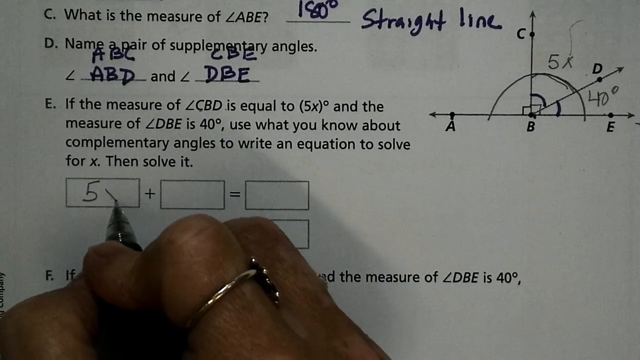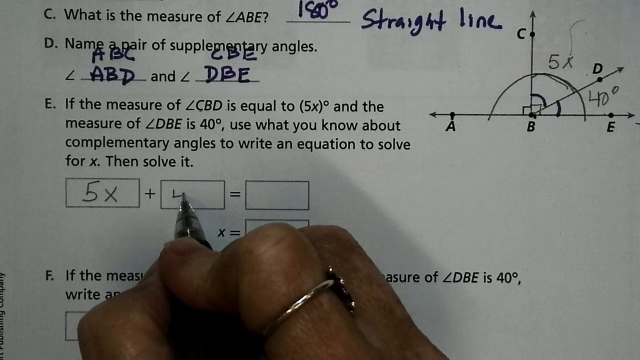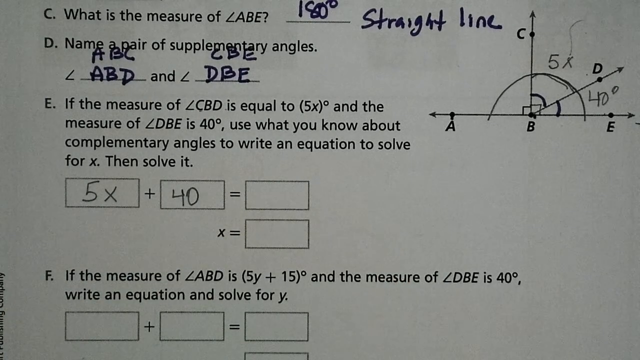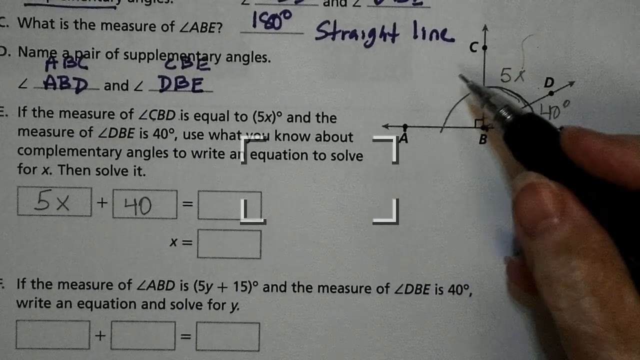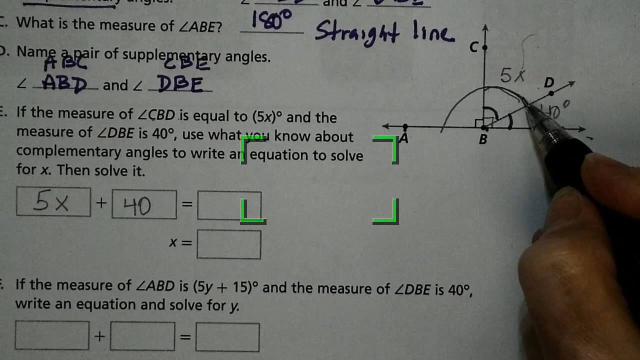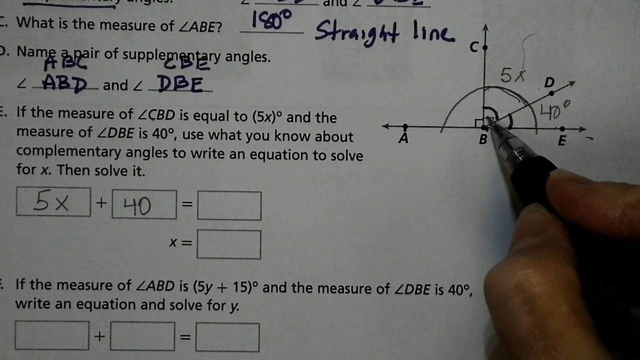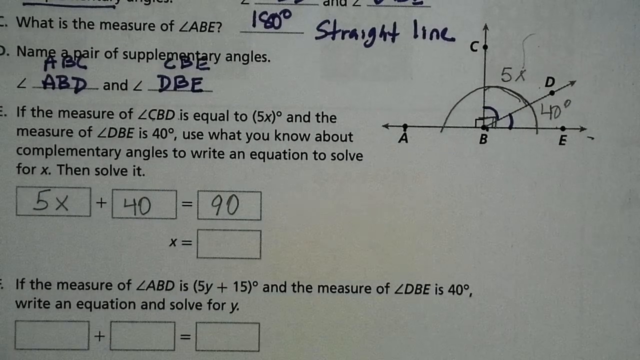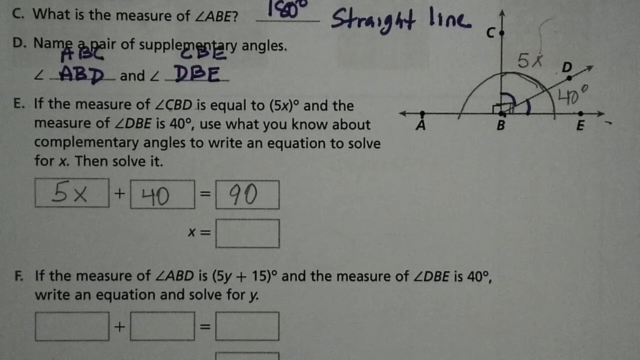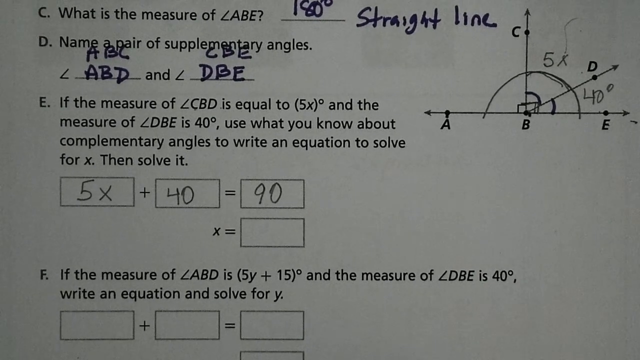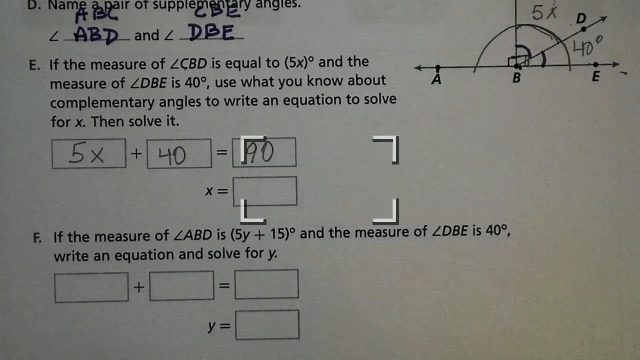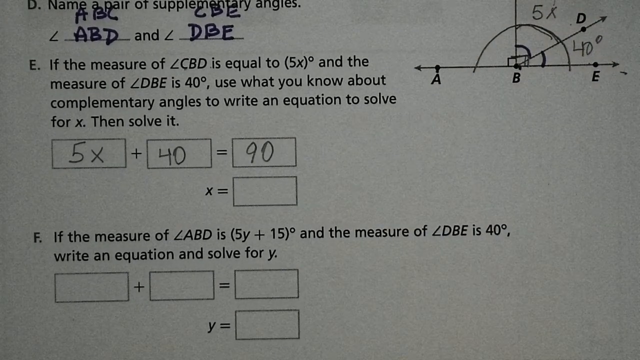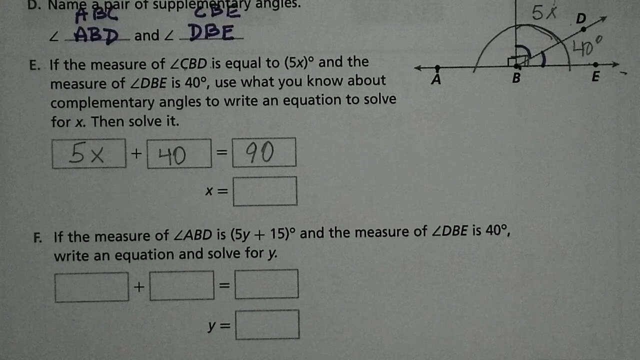So 5x plus 40. And I know that if I add this angle and this angle together, it gives me 90 degrees because they are complementary angles. So now we're just back to solving like we did yesterday. Okay? Questions, Lavelle? Yes. How did you get 90?